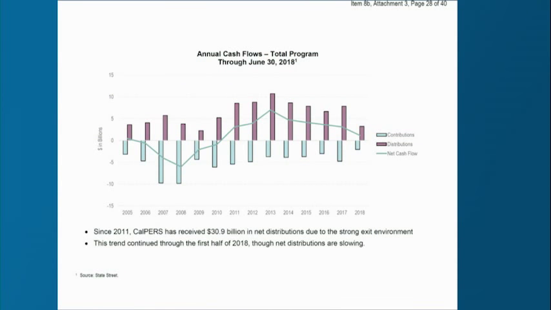Wanted to highlight, this is a page that I commented on earlier, showing the distributions and contributions that were made on an annual basis, and you can see beginning in 2011 that has remained quite strong, that the amount of cash coming back to the plan has far exceeded the amount that has been drawn by the underlying funds. But you can see that beginning in 2013 that trend has begun to change. And in 2018, it's almost back to flat, and that's basically showing the impact of the new commitments that have been made over the last couple of years.